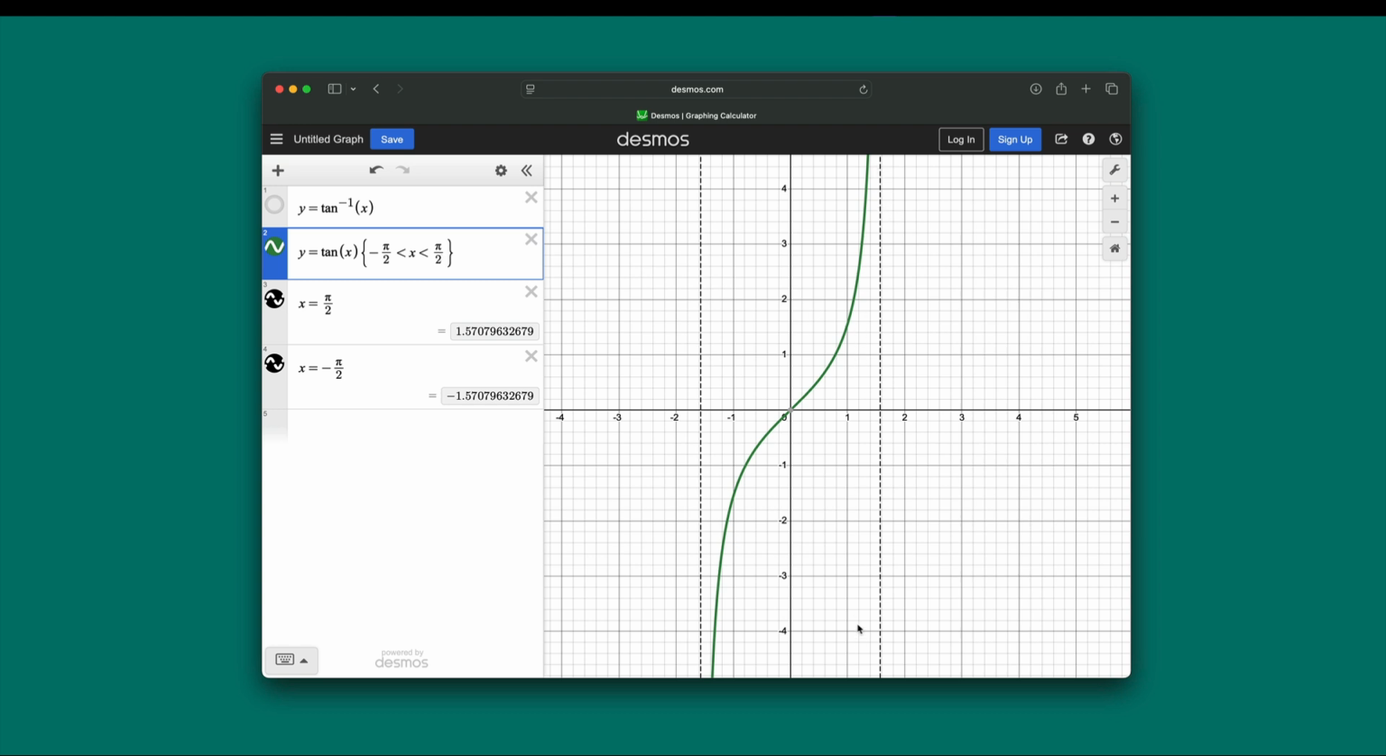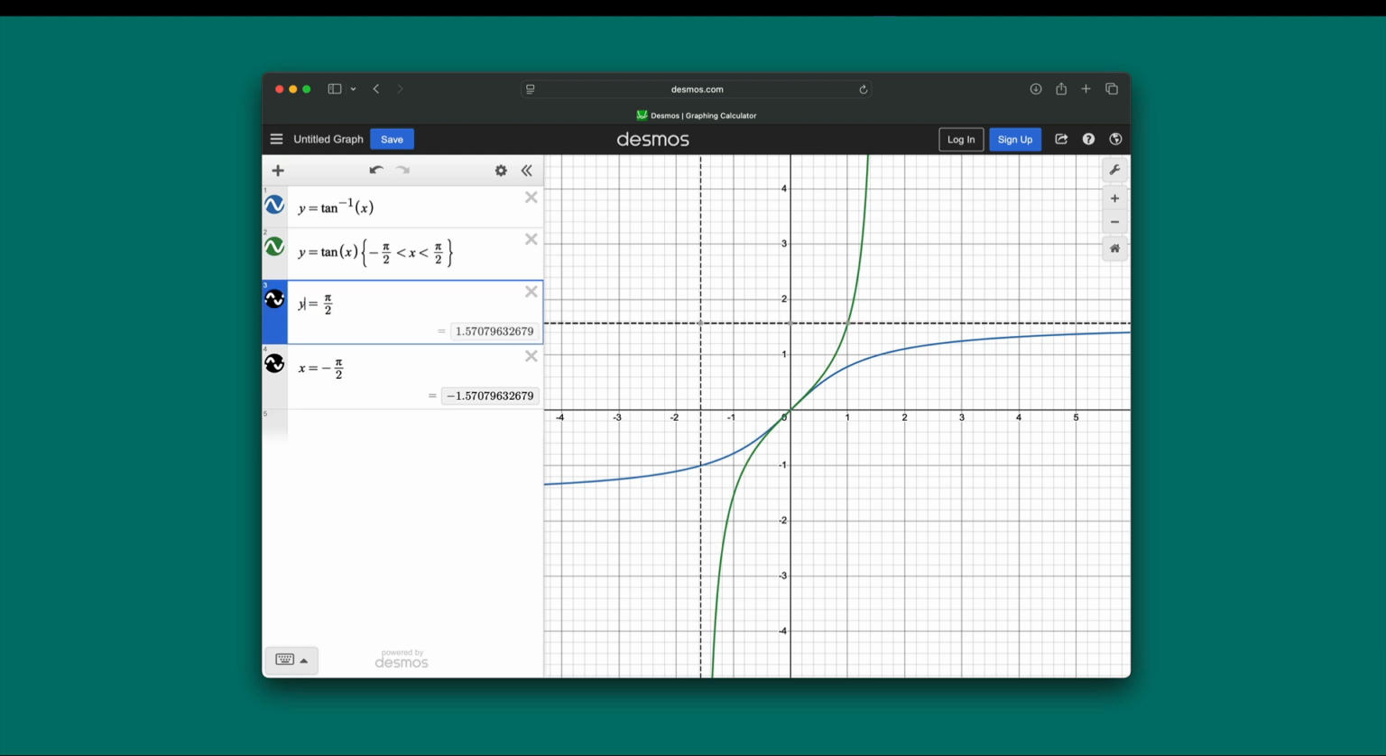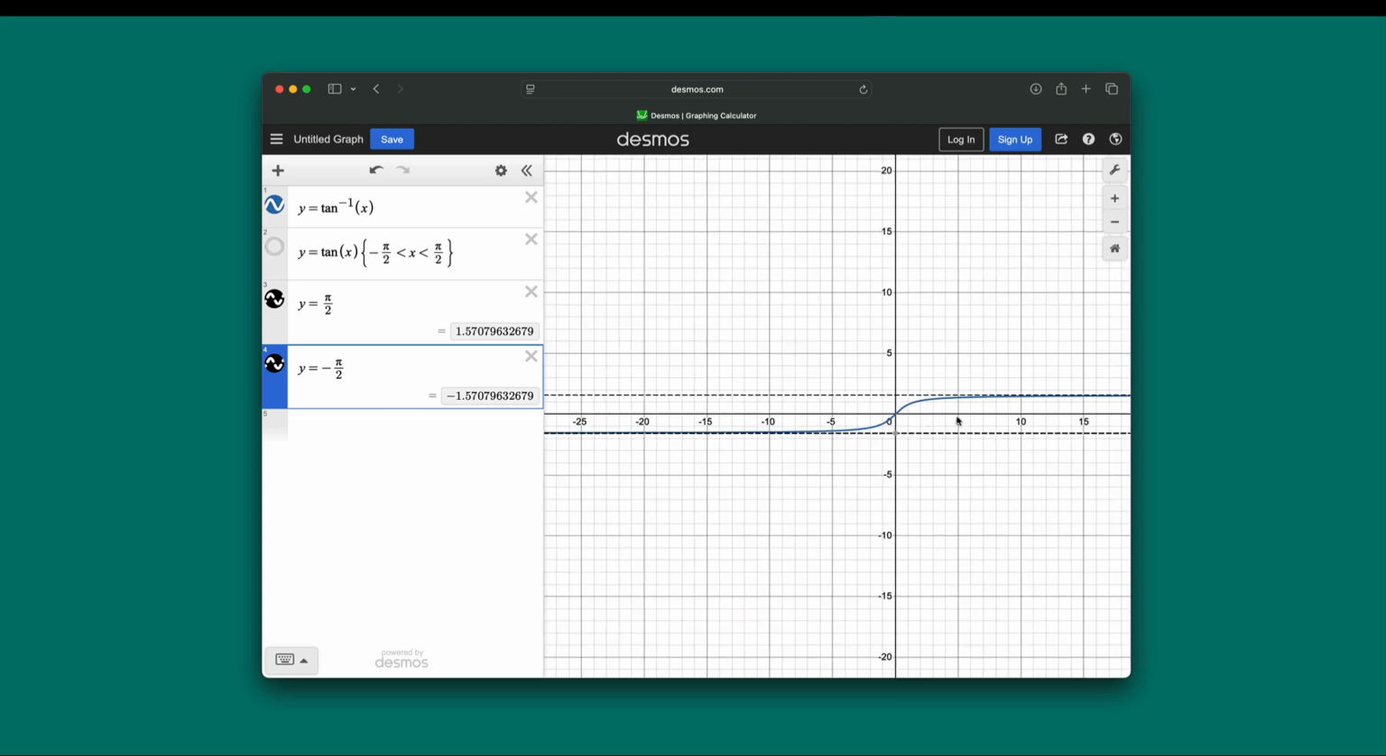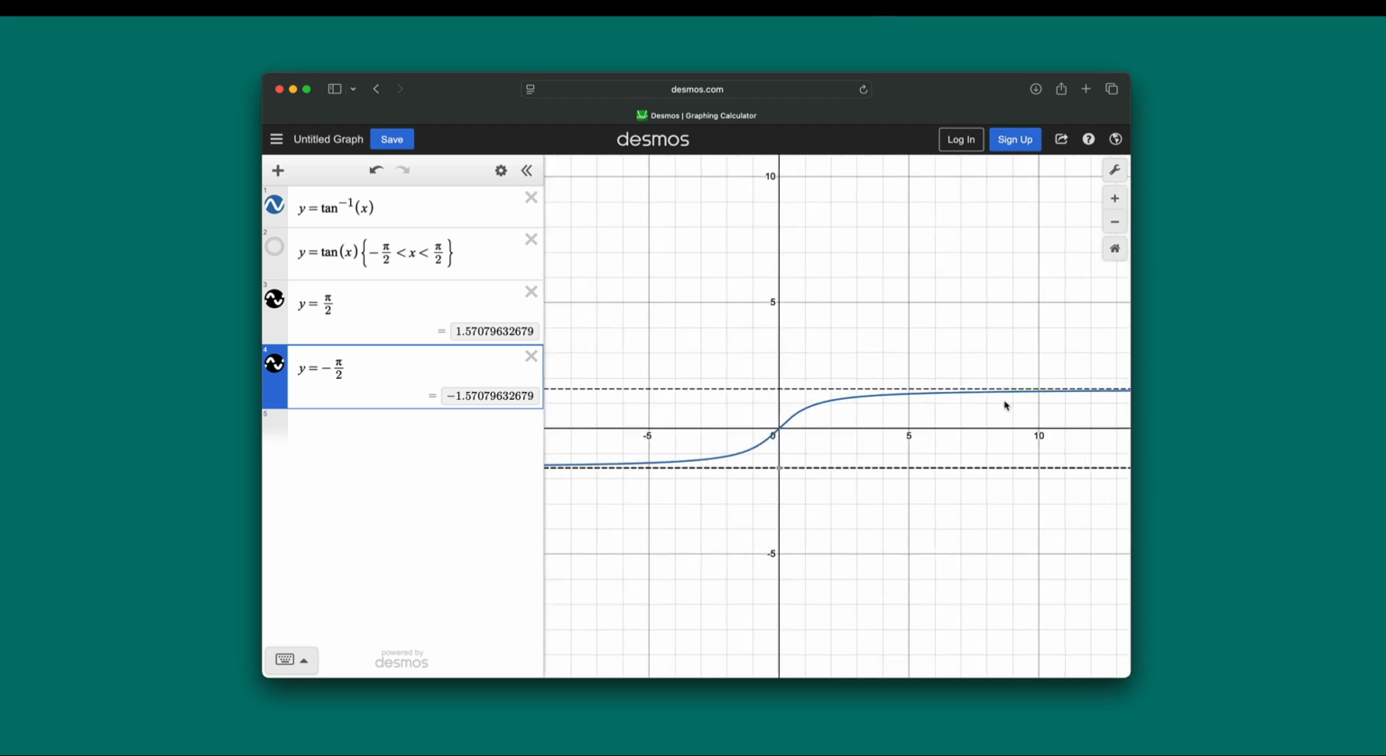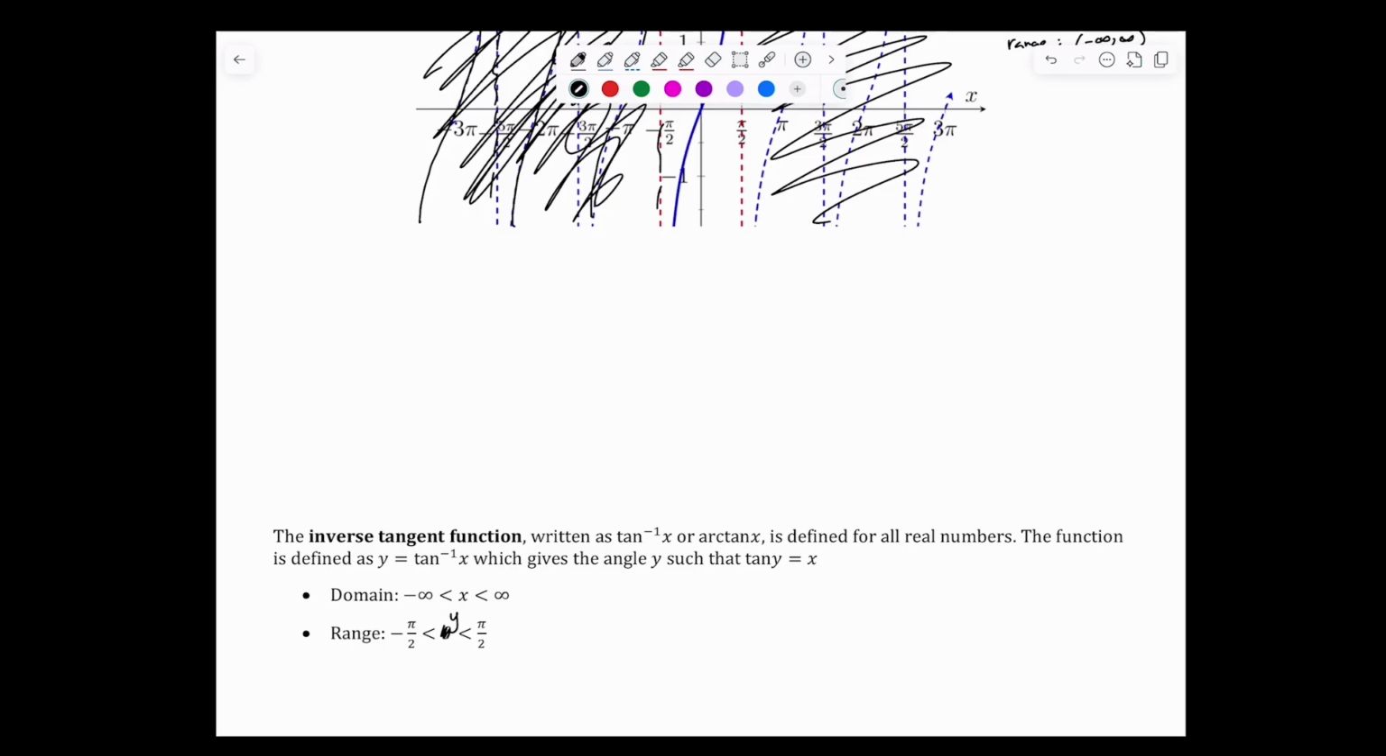Now notice these were vertical asymptotes, but when we graph tangent inverse, these vertical asymptotes actually become horizontal asymptotes because of the restriction. So if you remove the tangent function, you can see that those vertical asymptotes become horizontal asymptotes. Okay, so let's go back to the notes and continue on.